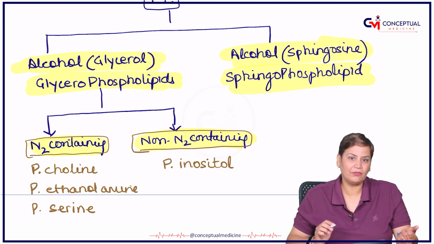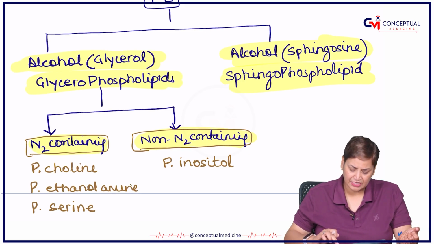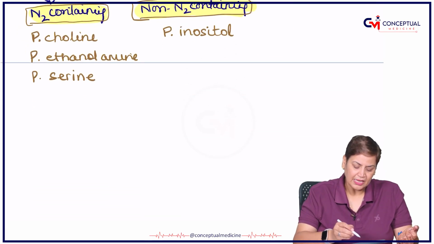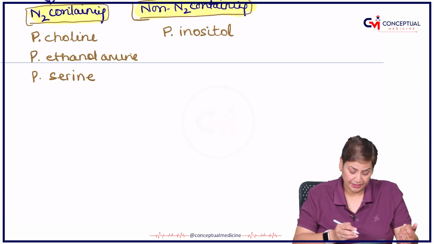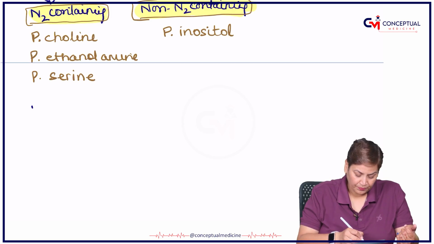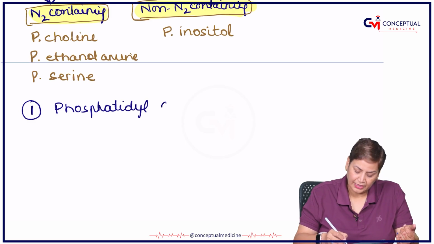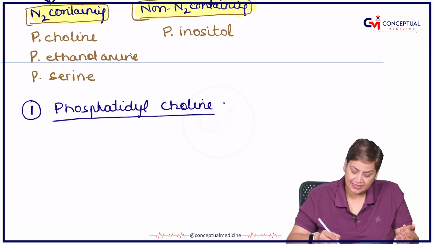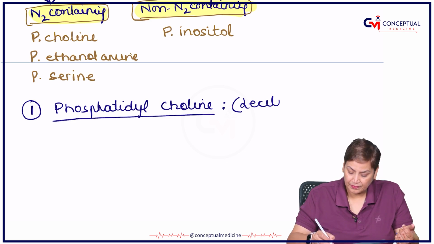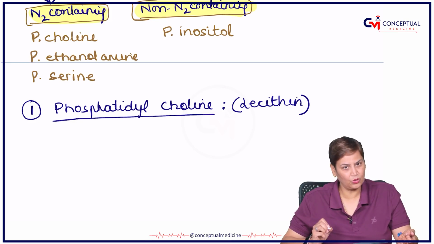Now first of all, we are going to discuss the main points. We are not going into that much detail, but from the examination point of view these are important. So what we are going to study is phosphatidylcholine. Commonly, we call it lecithin. Lecithin is the other name of phosphatidylcholine.